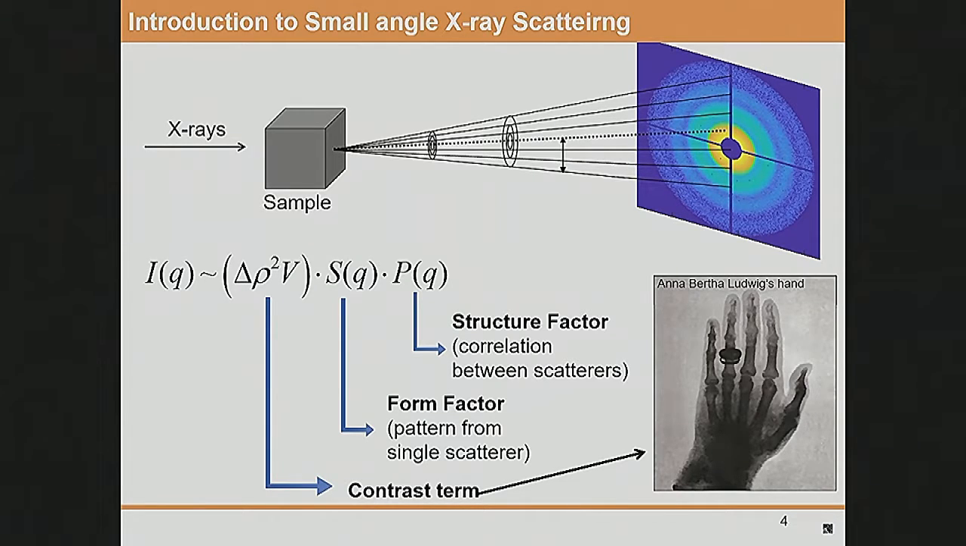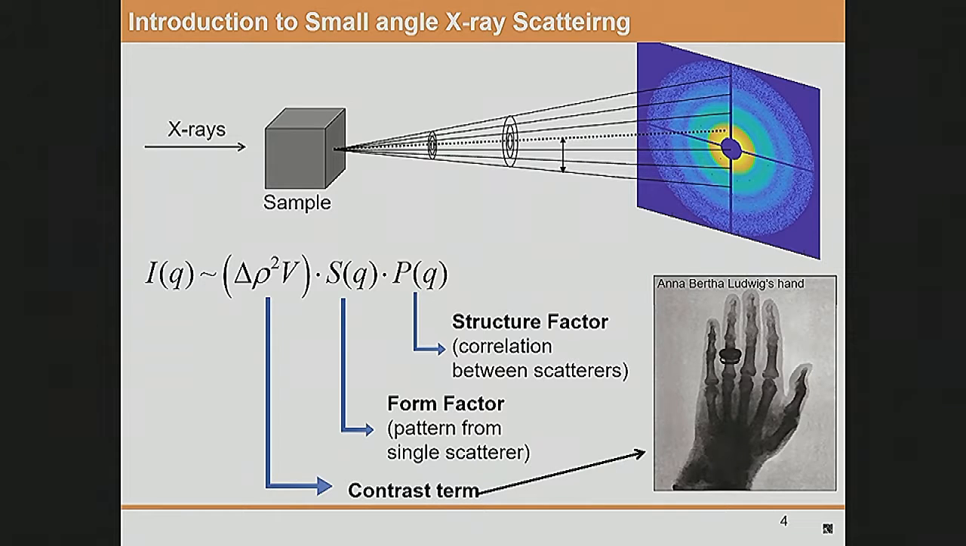S of Q, which is the form factor coming from a single scatterer. So if you have a particle, it's coming from the shape there. And also the correlation between the scatterers, which is particle-particle relations. I don't have long enough arms.